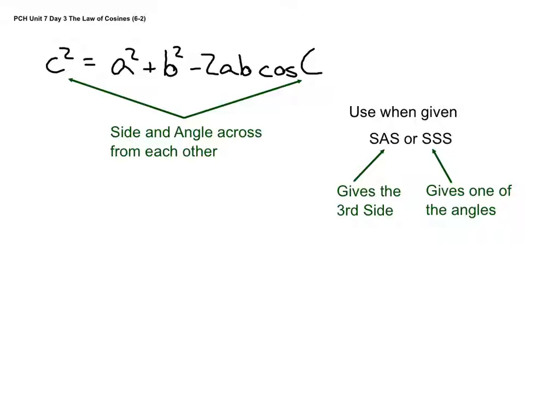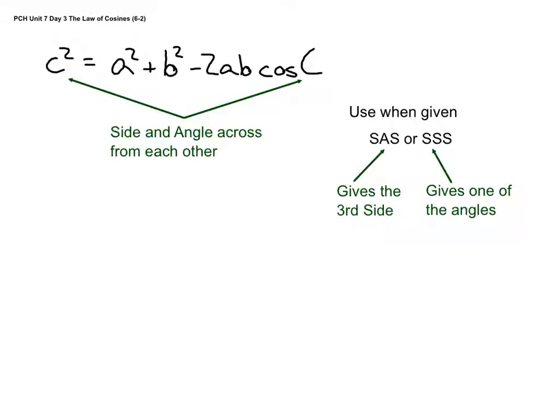And this is something I wanted you to point out here, okay? This side right here has to be the side across from the angle that you know, or you're trying to find, depending on what you're given. Okay? So these have to be across from each other. These are just the other two sides of the triangle.